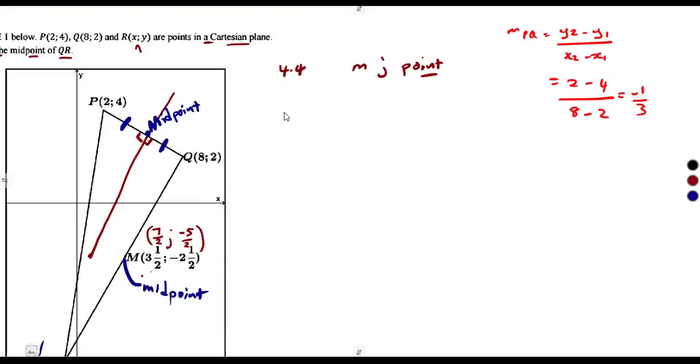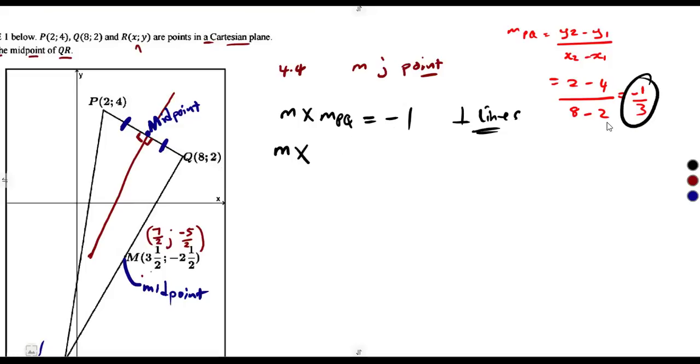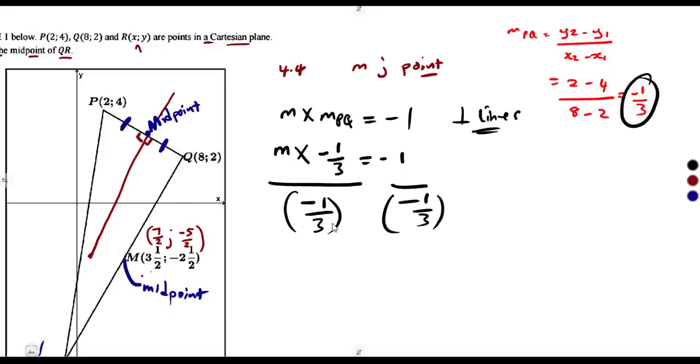So meaning to say, the gradient of the line that we want to calculate, in this case M, times the gradient of PQ that we calculated, we must get -1 because they are perpendicular lines. So M times the gradient of PQ, which is minus a third, is supposed to give us -1. So what is the gradient of the line? Divide by -1/3 both sides. That is going to give us +3, guys. So this is our gradient.